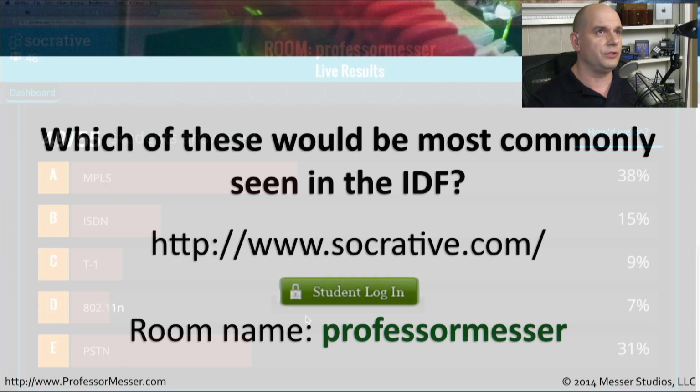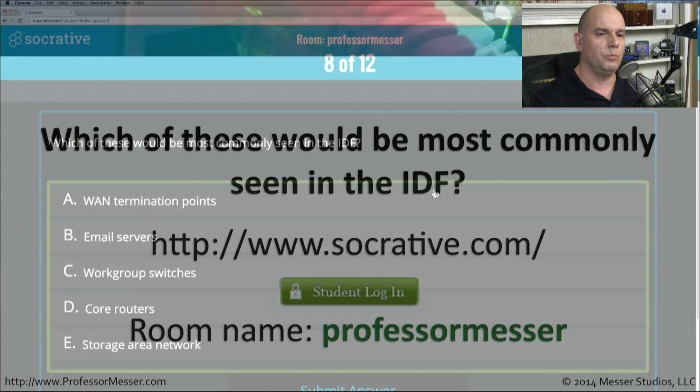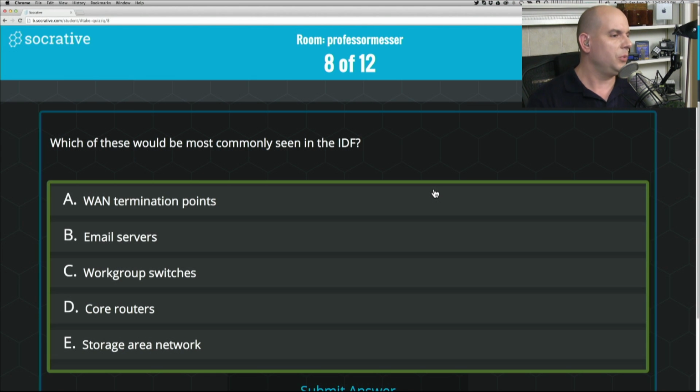Well, we've got more questions for you. For instance, which of these would be most commonly seen in the IDF? You can answer this question on Socrative.com. Go to the Professor Messer room. I think we've pretty much figured that out by now. So which of these would be commonly seen? Is it WAN termination points? Is it email servers? Is it workgroup switches? Is it core routers? Is it a storage area network?